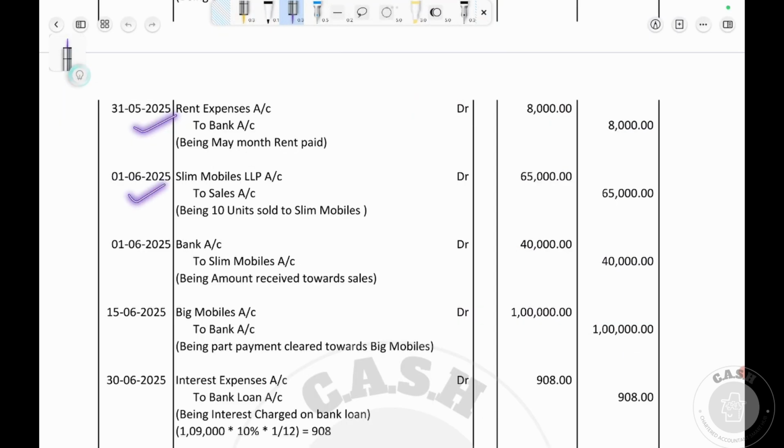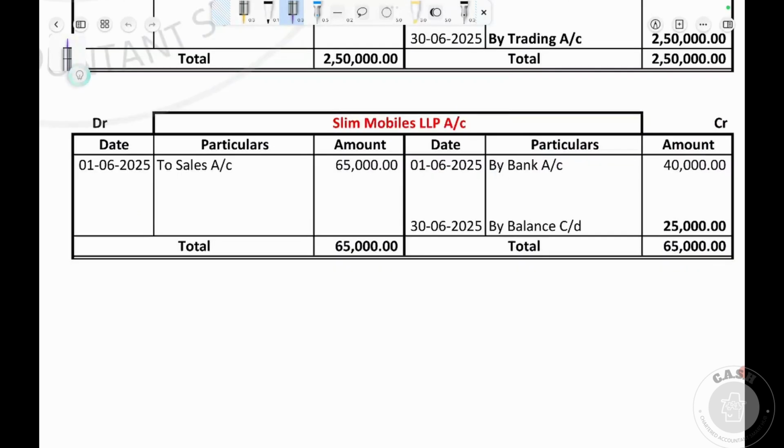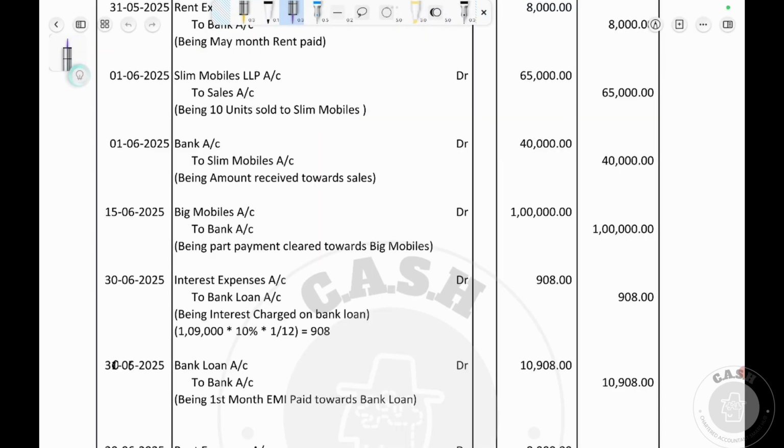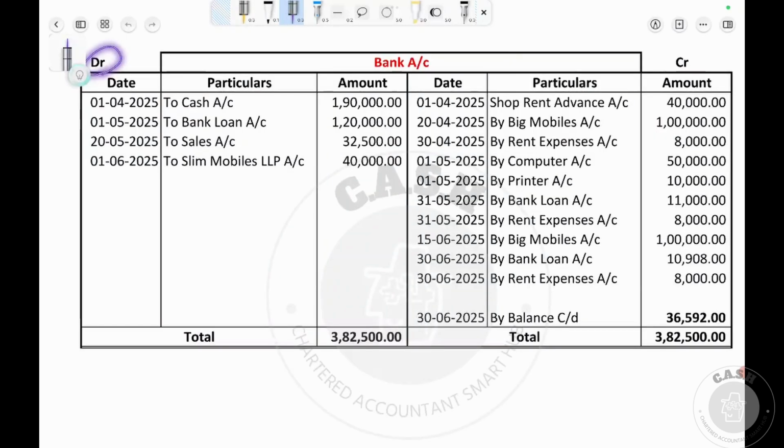So we made sales to Slim Mobile LLP. Credit all incomes and gains: sales account credited. Debit the receiver: Slim Mobile's account is receiving, because of sales the amount is raised. So the sales account is entered on the debit side. Then we received money from Slim Mobile's account. Slim Mobile's account is giving money to the bank account, so credit the giver. Debit what comes in. Money is coming to the bank account and the giver is Slim Mobile's account.